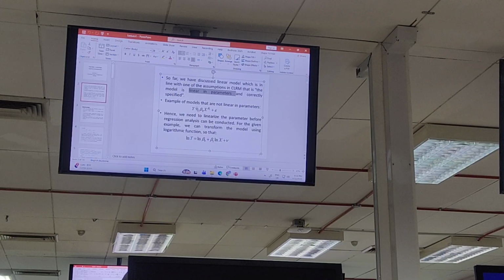So this is not linear in parameter, so it does not satisfy the condition to be used with ordinary least squares. The ordinary least squares requires the parameters to be linear. Hence we need to linearize the parameters before regression analysis can be conducted. For the given example, we can transform the model using a logarithmic function, and this equation can be rewritten using this equation. So now, the new equation is linear in parameter.